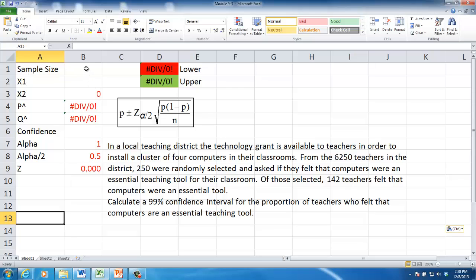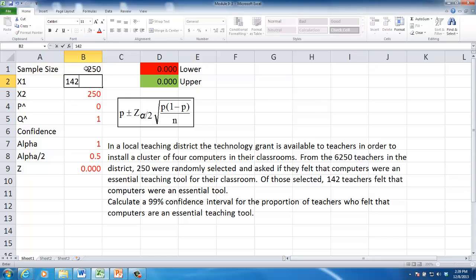So they pick 250 teachers as a sample, and 142 out of this 250, which is 56.8%, felt computers are an essential tool, and the remaining 43.2% do not think the same way. The confidence level is 99%.